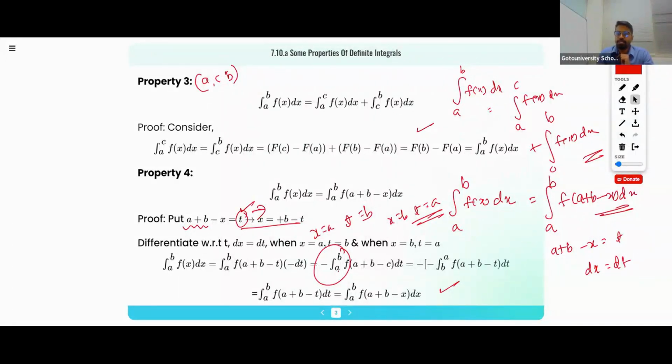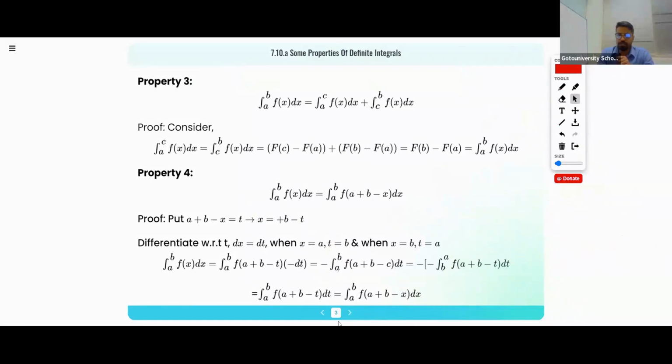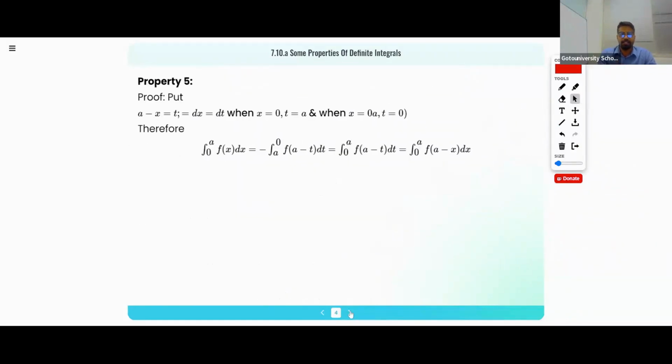We are going to use it in the next class. Definitely we are going to use it in application of integrals. These properties are very important for us. And also we are going to solve some other questions in the definite integrals using this.